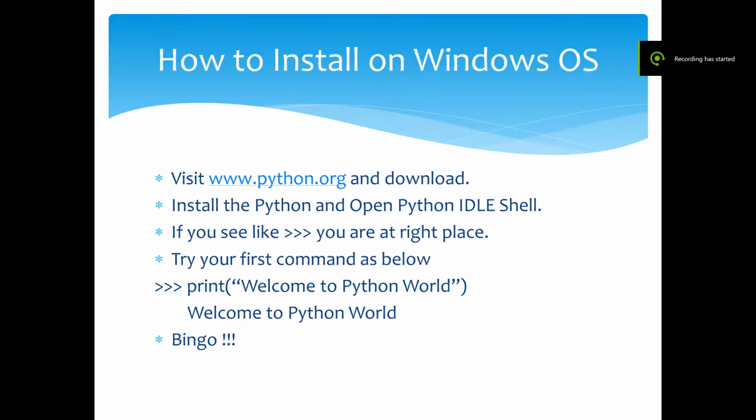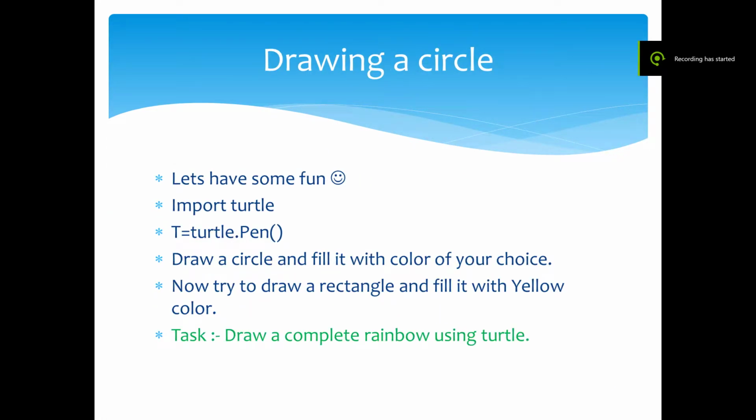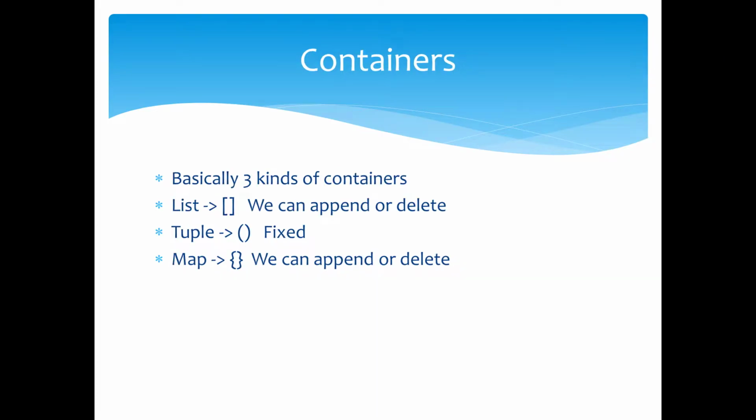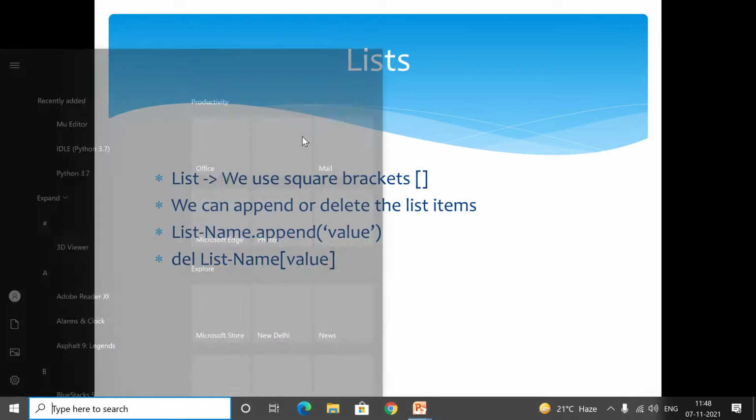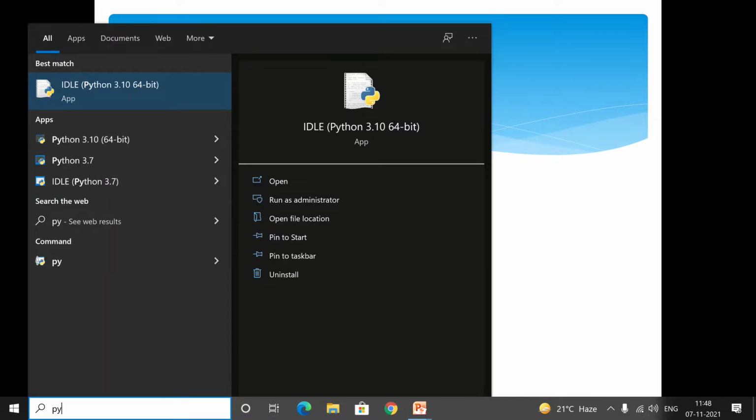Friends, in the last video I told you how to draw a complete rainbow using turtle, and today's topic is containers. There are basically three kinds of containers: lists, tuples and maps. Today we will do lists. We use square brackets in lists. We can append or delete the list items. Now I will show you how to make lists.